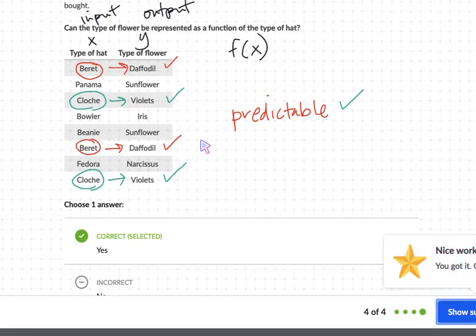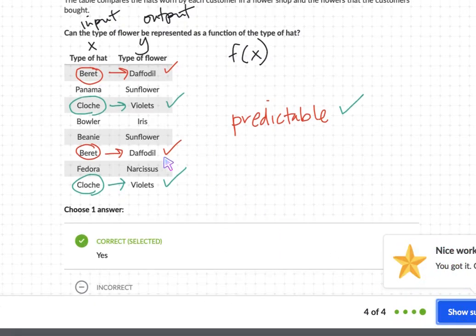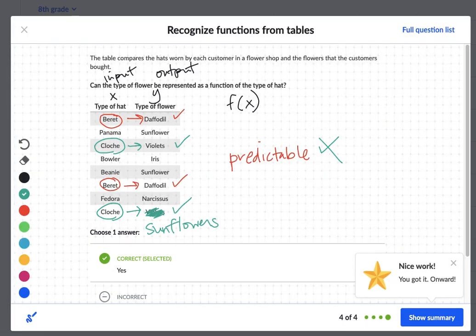Now, if this table, let's say for this type of hat, ended up not being violets, it ended up being sunflowers, then that would make it not predictable, right? Because that would mean that one person came in wearing the hat and bought violets, the other person came in wearing the same hat and bought sunflowers. Then you would say, no, this is not predictable. It's not a function. The type of flower is not a function of the type of hat that you're wearing. So that's what that would look like if it were not a function.